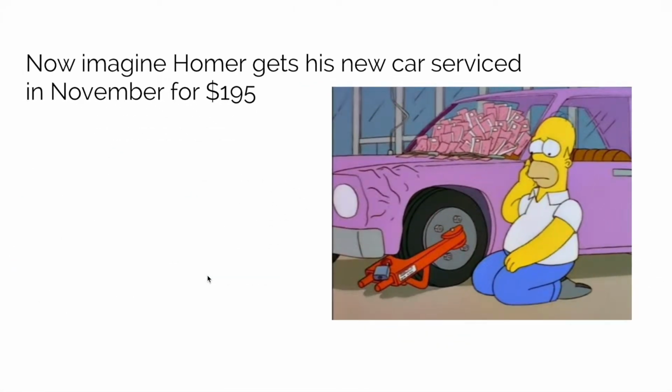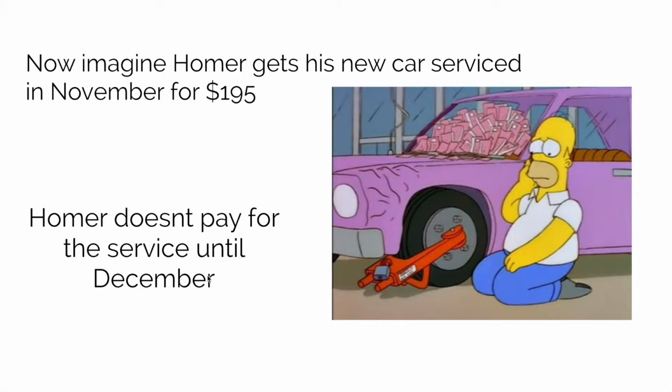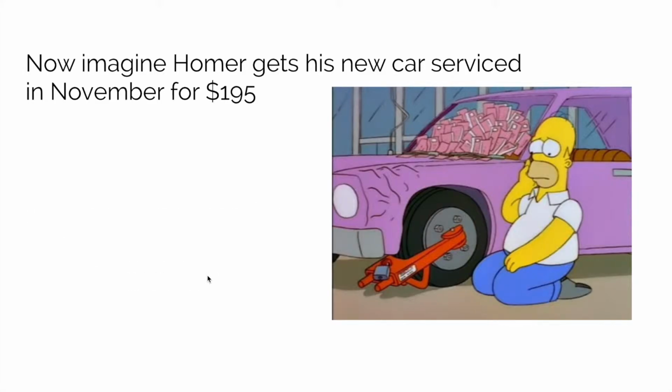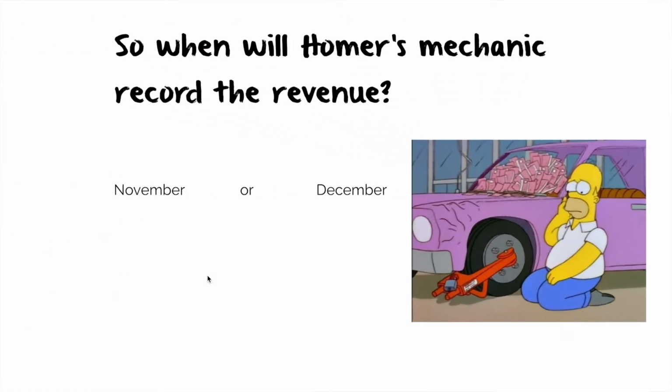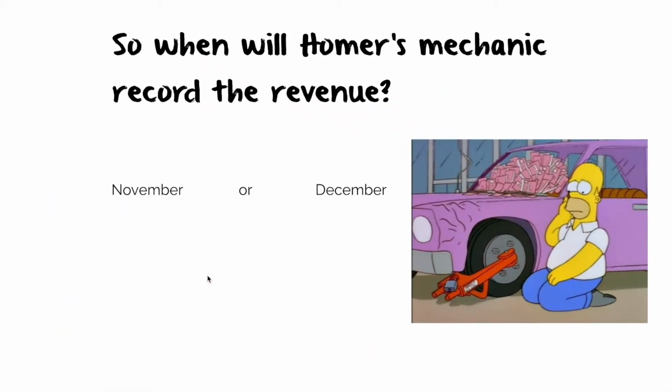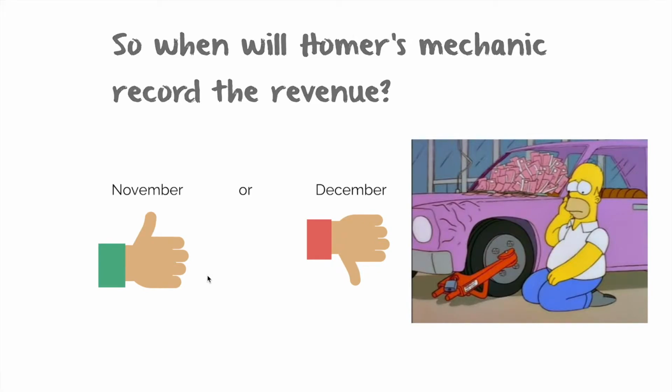So now imagine that Homer gets his new car service in November for $195. Homer doesn't pay for the service until December. This is an example of accrued revenue. So when will Homer's mechanic record the revenue? In November or December? He doesn't do it in December, he records it in November, because that's when he actually performs the service and when he earns the revenue.